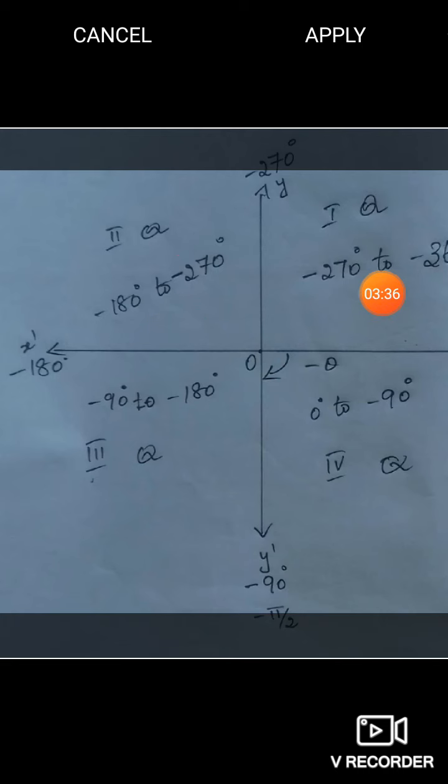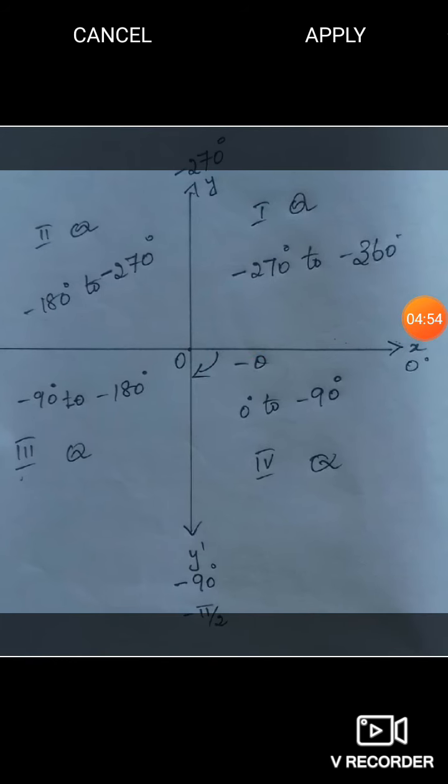Here you come to the first quadrant, it varies from minus 270 degree to minus 360 degree. If an example is asked, minus 300 degree, in which quadrant does it lie? You have to answer that minus 300 degree lies in the first quadrant.